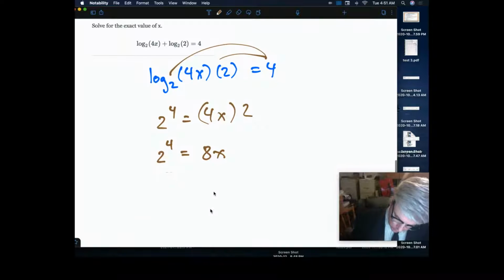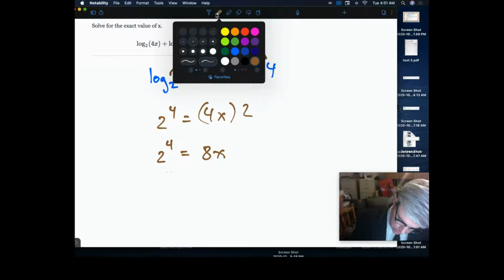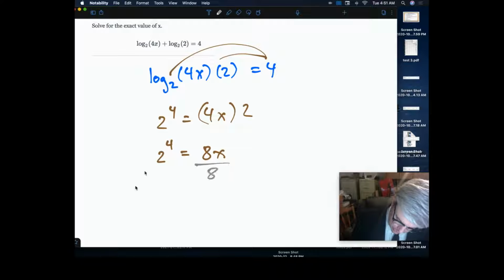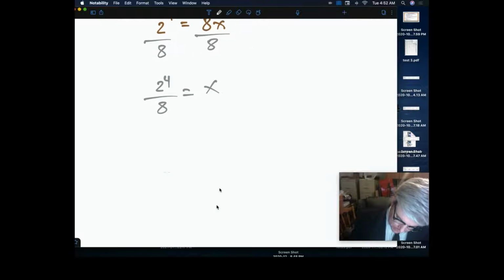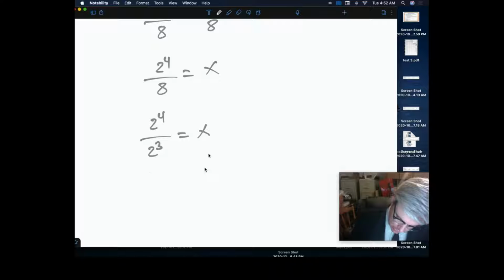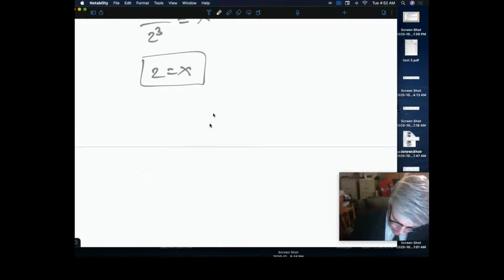Or 2 to the 4th equals 8x, or divide through by 8. 2 to the 4th over 8 is equal to x. I'm going to do this old school style, and I'm going to say 2 to the 4th over 2 to the 3rd, since 8 is 2 to the 3rd. The bases match, so you can subtract the exponents, and you'll get 2 equals x. If you don't like these shenanigans, 2 to the 4th is 16, and 16 divided by 8 is 2 as well. That works. I just wanted to show you a different way of thinking.